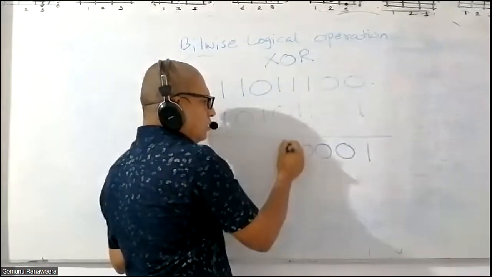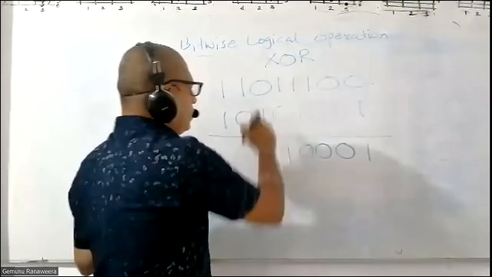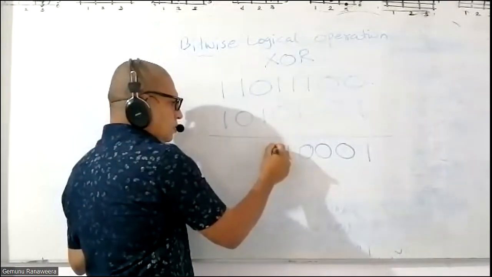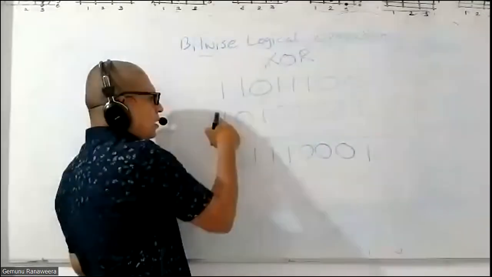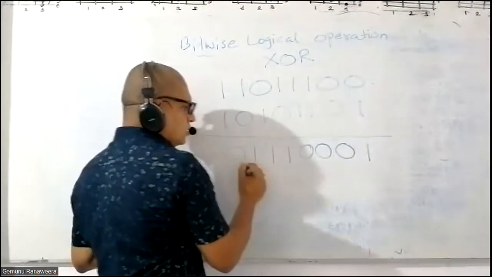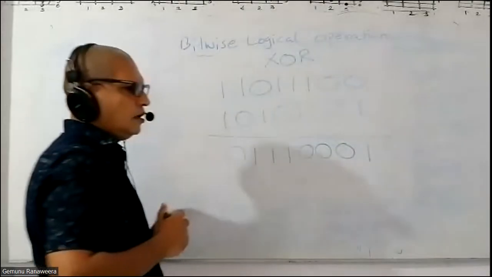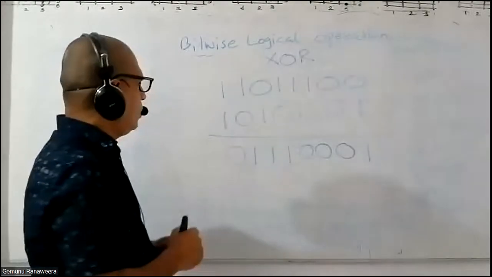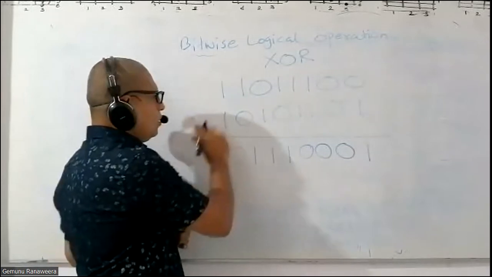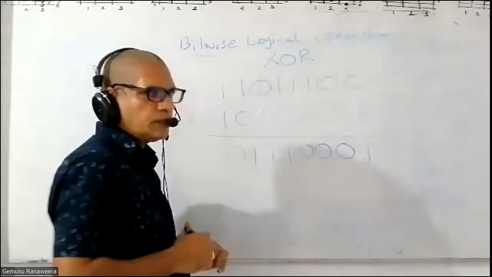1 and 0 not equal, then the result will be 1. 0, 1 not equal, 1 result. 1, 0 not equal, 1. 1, 1 that is equal, then 0. So this is the final answer you get for executing exclusive OR for these two bit strings.